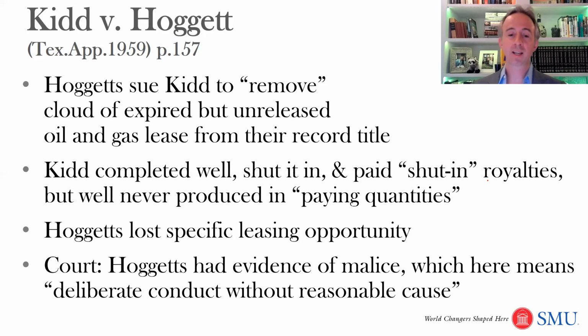So the court says the Hoggets here had evidence of malice, which means deliberate conduct without reasonable cause. So here it was not like it was an honest mistake by Kidd. We have this evidence that people in the area wanted natural gas, and Kidd shut it in and basically was just trying to hold on to this lease.